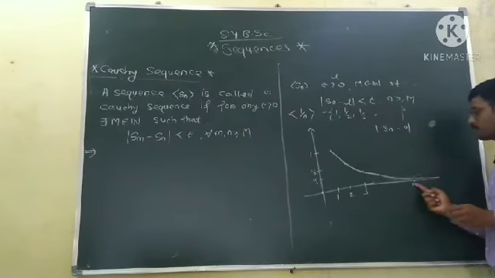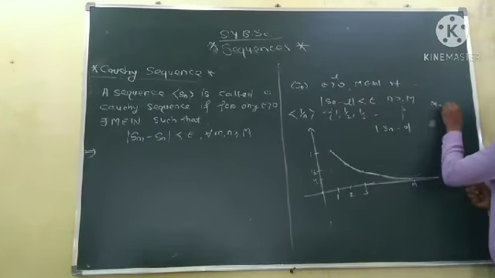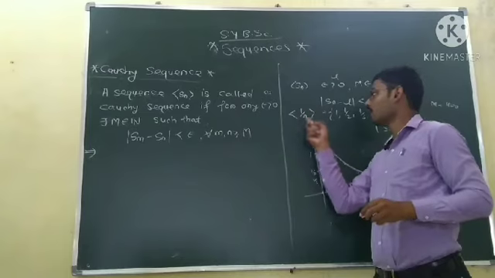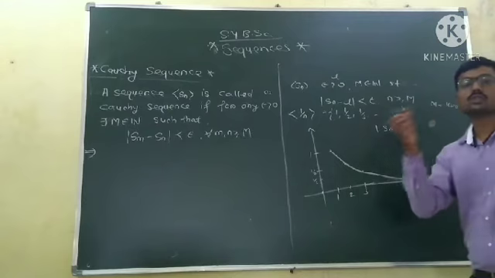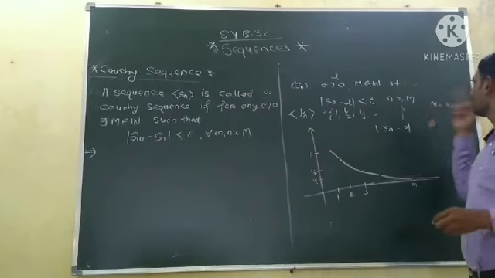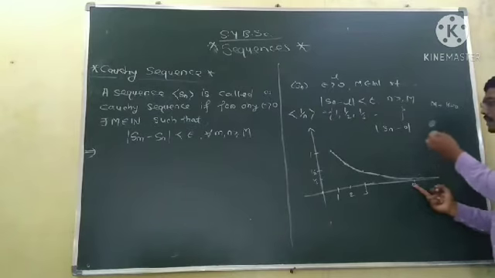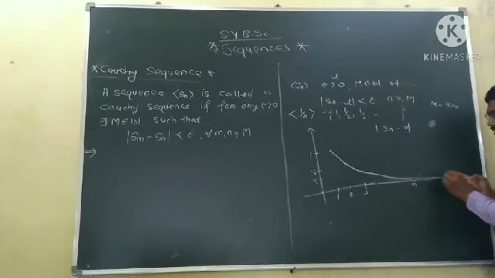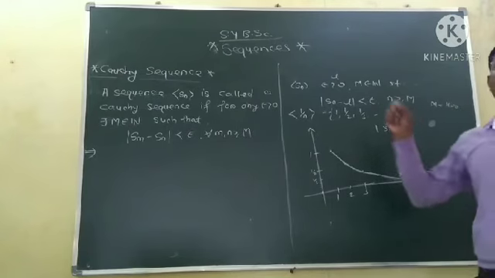We can say that, suppose m is 1000. Whenever m is equal to 1000, the value of the element of the sequence will be 1 upon 1000, which is equal to 0.001, which is very close to 0. So this is the concept of limit of a sequence. After some natural number, all the elements of the sequence are getting very close to that point. Then we say that the sequence Sn converges to the limit.